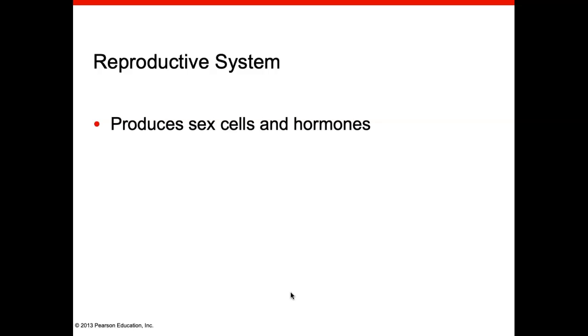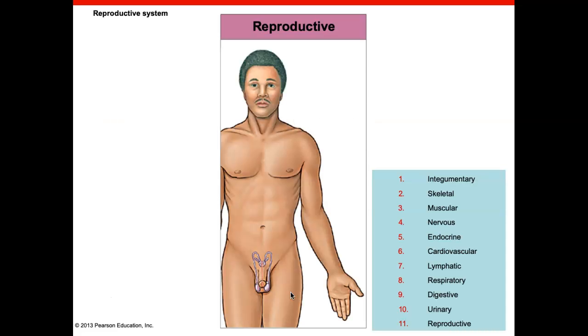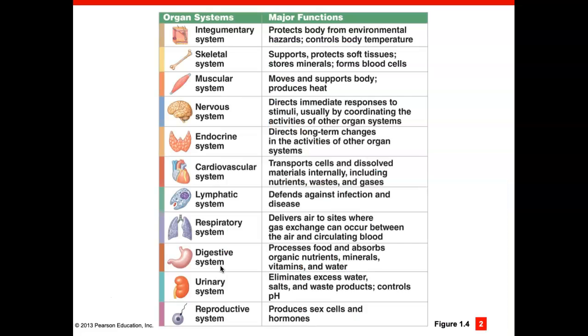And finally, the reproductive system, which produces sex cells, that would be eggs and sperm, as well as hormones. So you need to know the main function of each of your organ systems, as well as some of the main organs in each system. And that's a good introduction to anatomy and physiology.